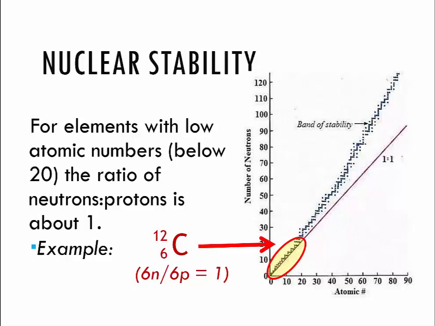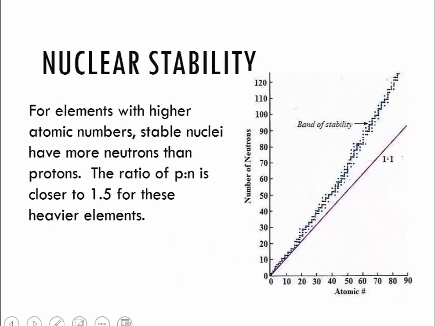Okay, these guys down here are nice and stable. They don't decay into something else. They don't undergo radioactive decay. But if you notice, the higher up we go, how this curves up and it gets away from this 1-to-1 line here. Once we add more stuff on there, stable nuclei have more neutrons than protons. So the ratio of these is closer to about 1.5 for some of the heavier elements.